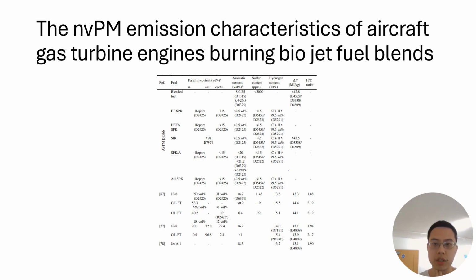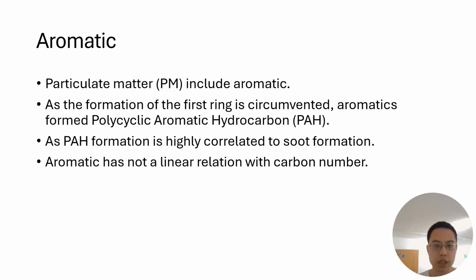Here is the nvPM emission characteristic of aircraft gas turbine engine burning biojet fuel blends. Here is the aromatic. The particulate matter PM includes aromatic, as the formation of the first ring is circumvented aromatic form polycyclic aromatic hydrocarbon PAH, as PAH formation is highly correlated to soot formation. The aromatic has not a linear relation with carbon number.